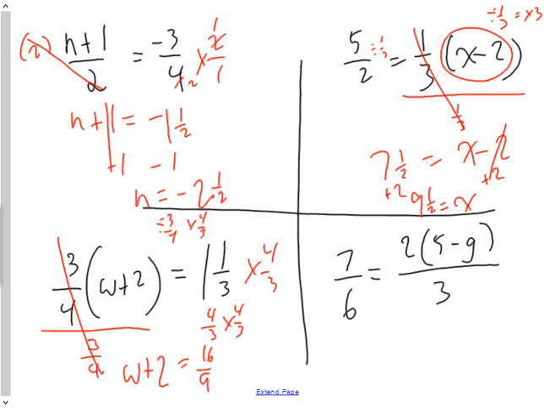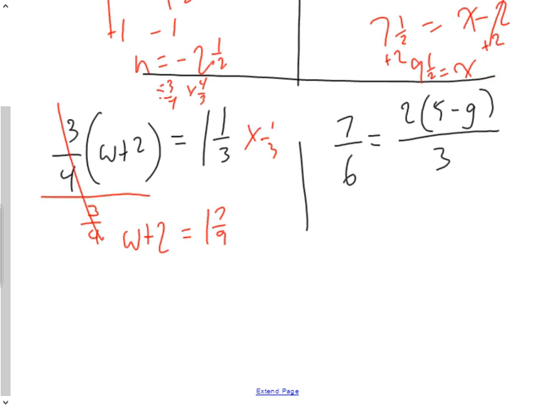or 1 7/9. Oopsie daisy. 1 7/9. And 1 7/9, take away 2, because I'm going to subtract 2 from both sides. W will equal negative 2/9. 1 7/9, take away 2.